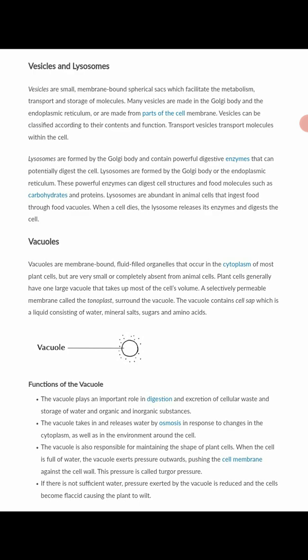Also, the vacuole is responsible for maintaining the shape of plant cells. Since it is found in plant cells, it is responsible for maintaining the shape and the structure of plant cells. When the cell is full of water, the vacuole exerts pressure outwards, pushing the cell membrane against the cell wall. This pressure is called the turgor pressure.